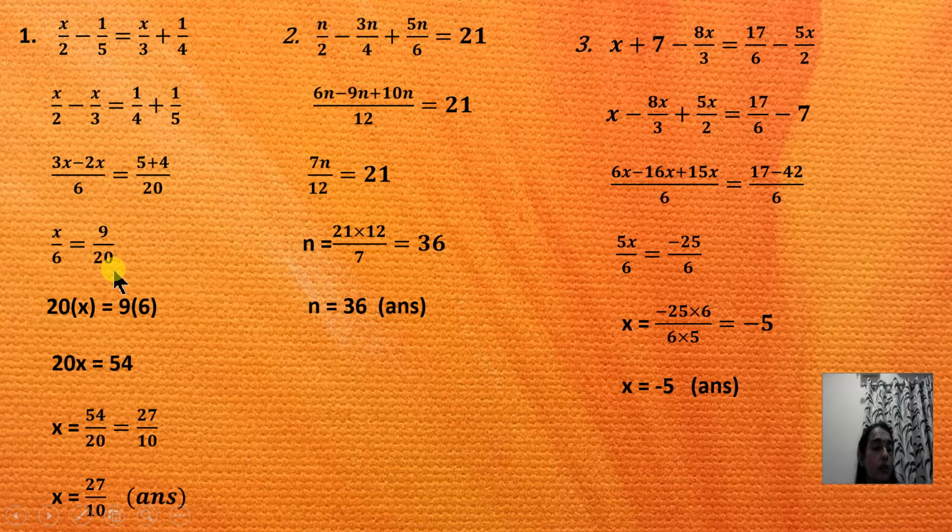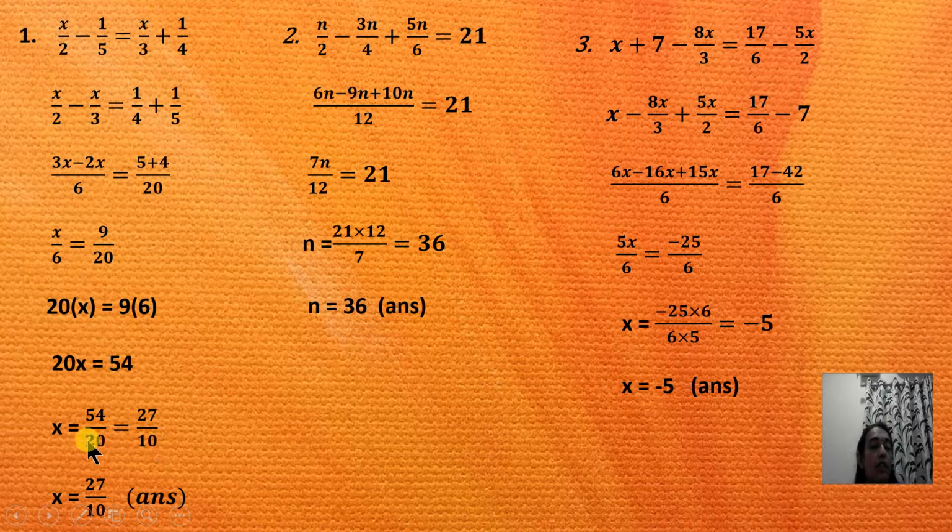Now we cross multiply. So 20 into x. This 20, when it goes on the other side, here it is in division. When it goes on the other side, it is multiplied. Here 6 is in division. When it goes on the other side, it will be multiplied with the numerator, which is 9. This is called cross multiplication. So from now onwards, I will just directly say that we cross multiply. So 20 into x is equal to 9 into 6. So 20x is equal to 54. So x is equal to 54 upon 20, which is equal to 27 upon 10.